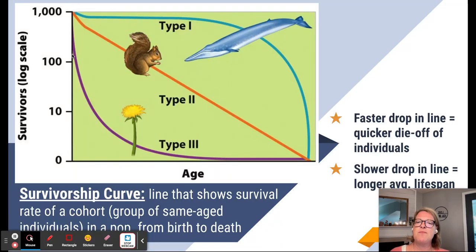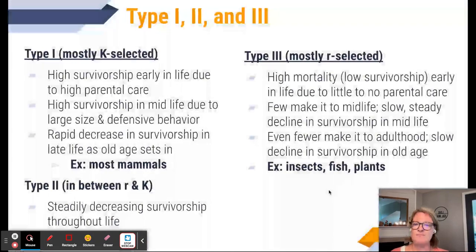And then lastly, we have type 3 individuals, where there's a big drop off at the beginning. Organisms are first born or hatched, generally fish. I think of fish, I think of sea turtles. They drop off substantially at the beginning of their lives, and then a few of those individuals survive into adulthood, or into this longer lifespan.